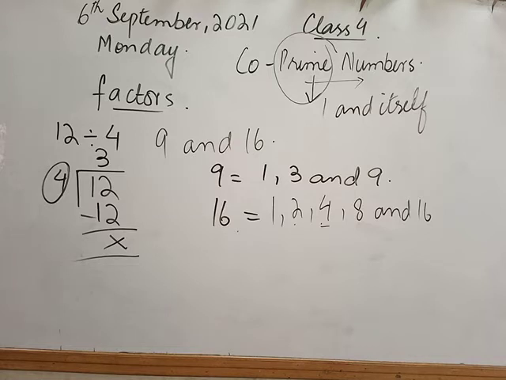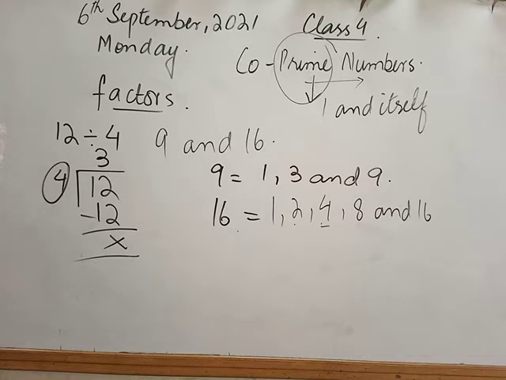Very good. 8 times 2 is 16. Fine. And after 8 we have no number which we can write as a factor of 16. Now in the end we have 16, which is itself. 16 is a factor of itself. So for 16 we have 1, 2, 3, 4 and 5, 5 factors in total.